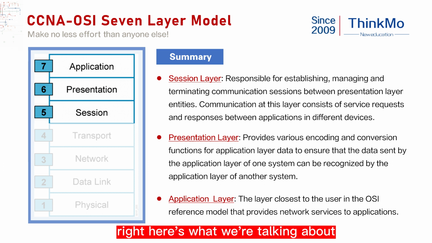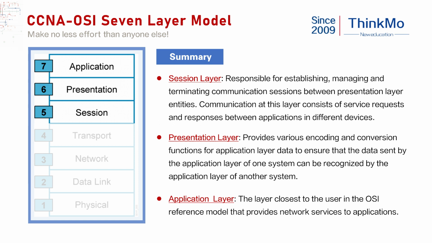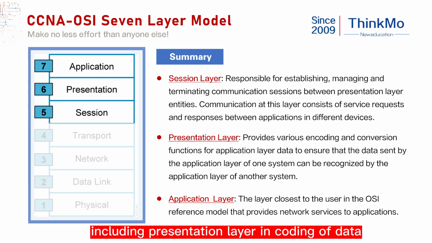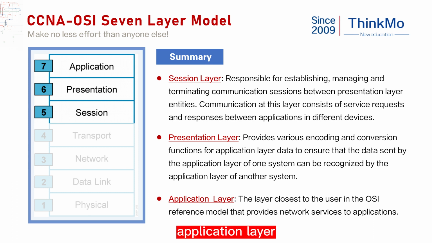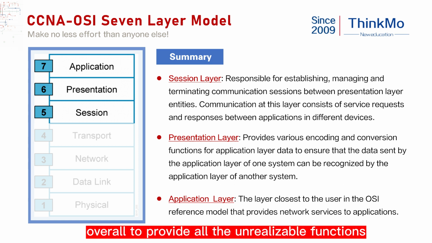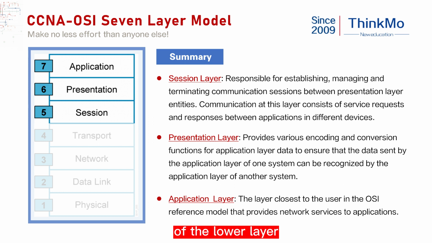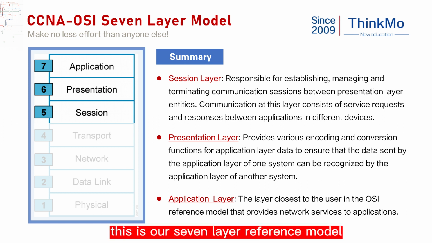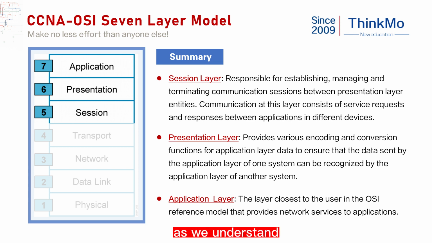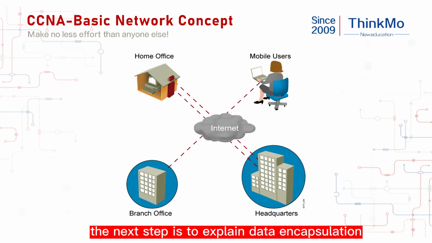Right. Here's what we're talking about. Respond to the concept of such a level. Just as understanding, including the presentation layer, encoding of data. The application layer is the layer closest to the user, and overall it provides all the functions the lower layers cannot realize. This is our 7-layer reference model, a series of functions that they implement. As we understand, the next step is to explain data encapsulation.